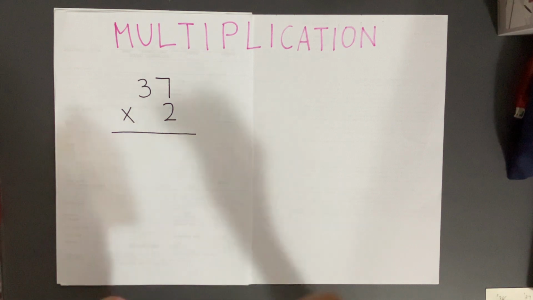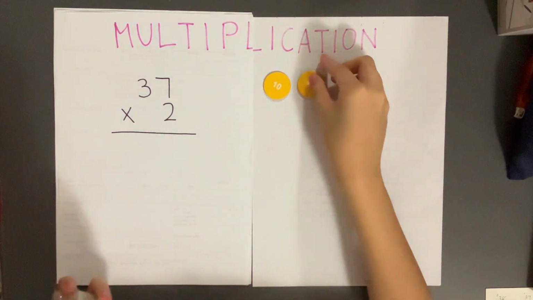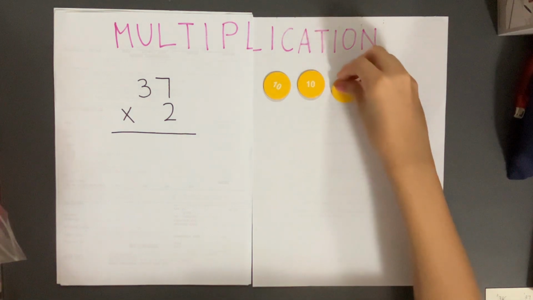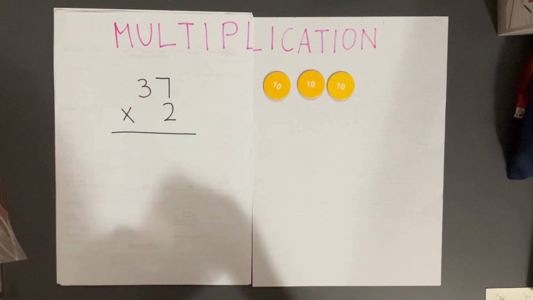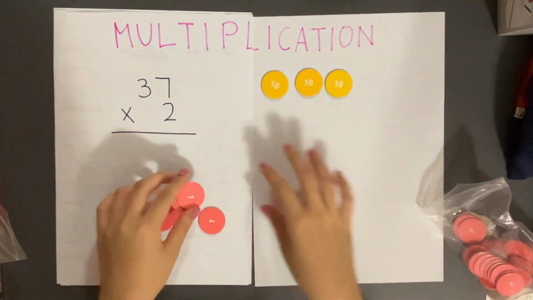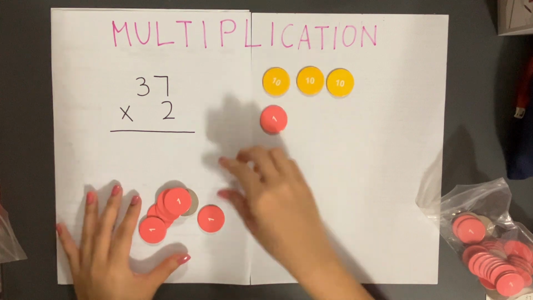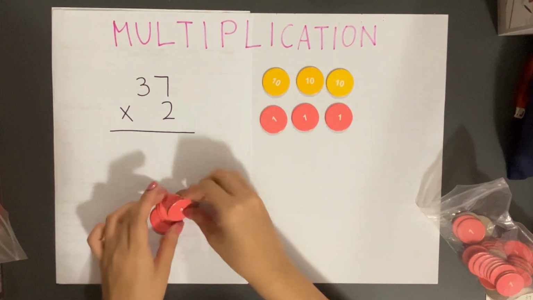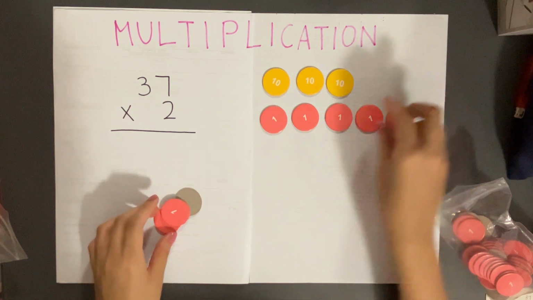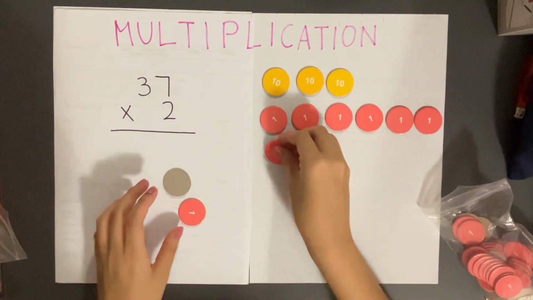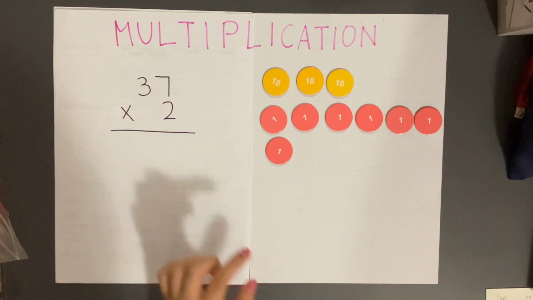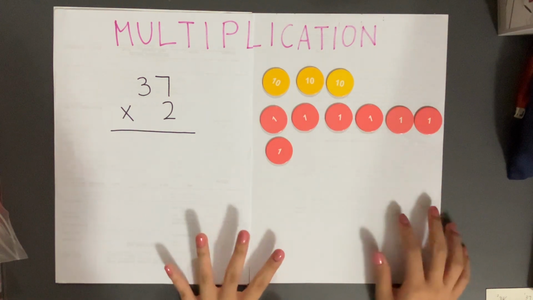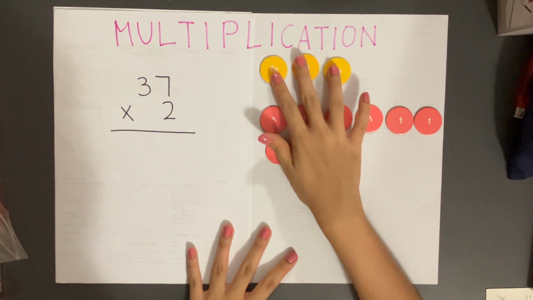37 is 3 tens and I have 1, 2, 3, 4, 5, 6, 7 ones. So 37 is 3 tens and 7 ones. And by multiplying it by 2, I can take it as if I have two groups of 37. So let's put this together.